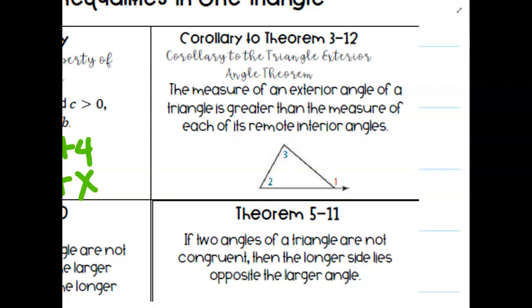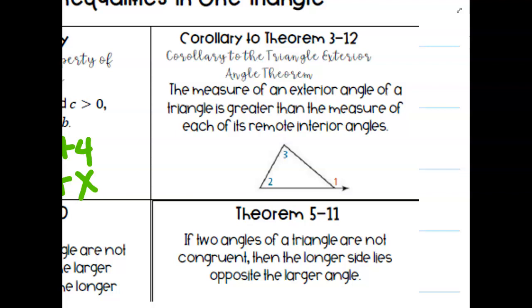Remember, the exterior angle of a triangle, if you take one of the sides of the triangle and just extend it out, that's the exterior angle. Theorem 312 said that this exterior angle is equal to those 2 added together. Every single time, okay? 1 is equal to 2 plus 3. Taking that into inequalities, if we know that the exterior angle equals the sum of the 2, they were called remote interior angles, this angle has to be bigger than both of those.